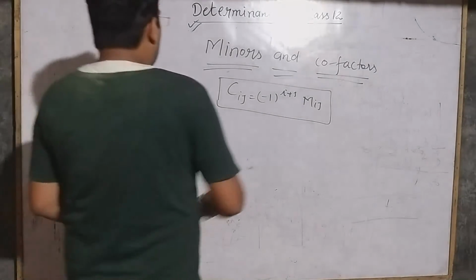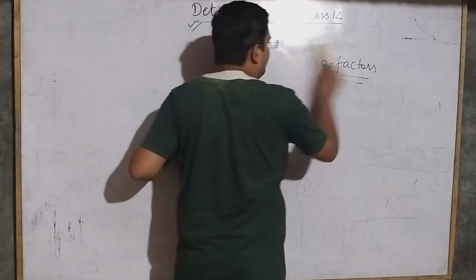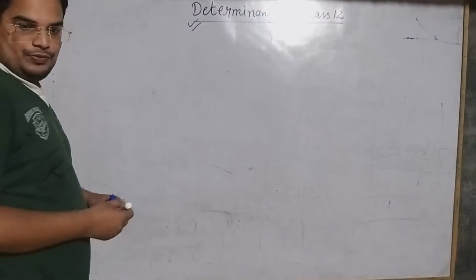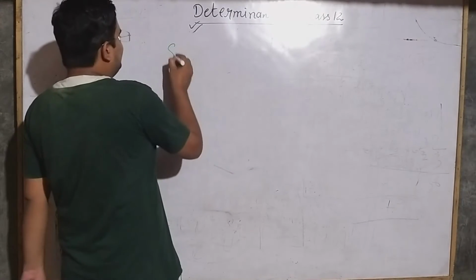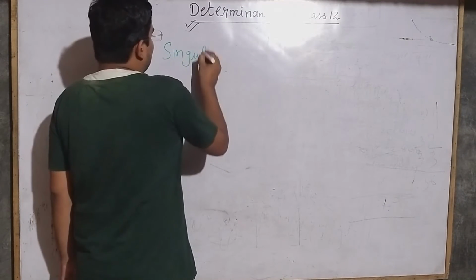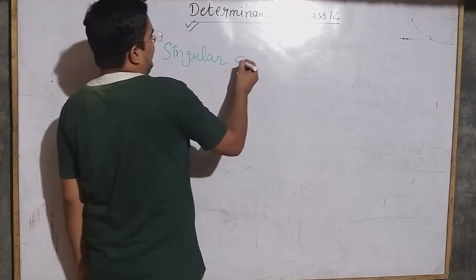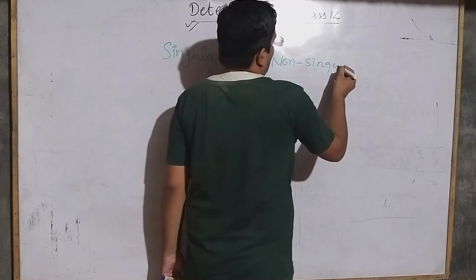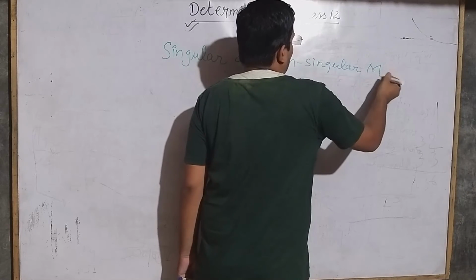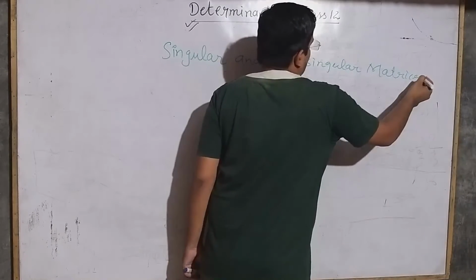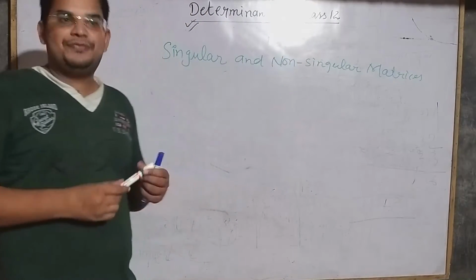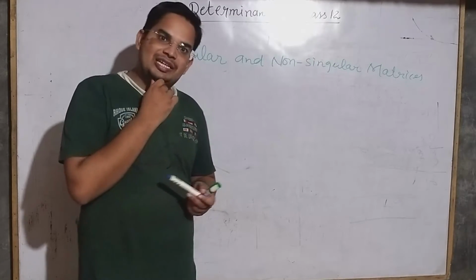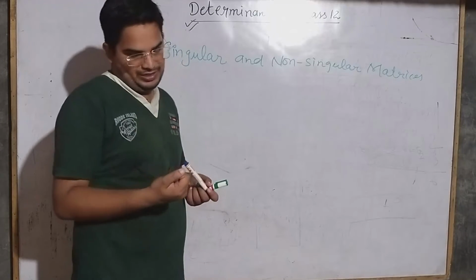Now I am going to tell you about another topic of the determinant, which is also very important. I am going to tell you about two kinds of matrices: singular and non-singular matrices. So what I am saying to you, children, is that if the value of any determinant is equal to 0, then you will say that particular matrix is a singular matrix.